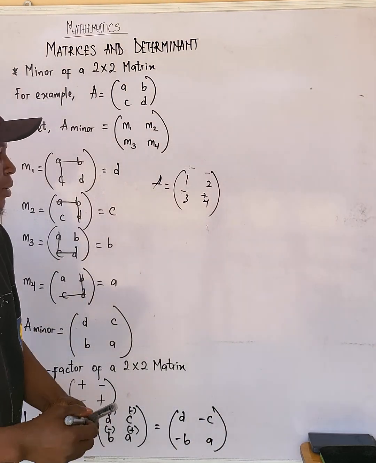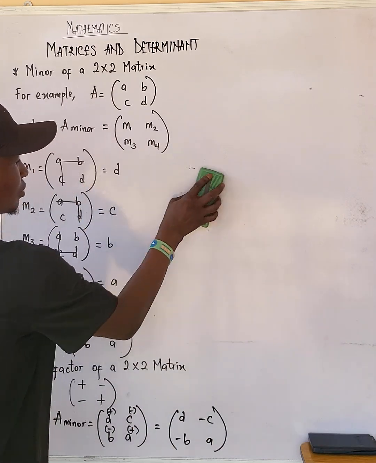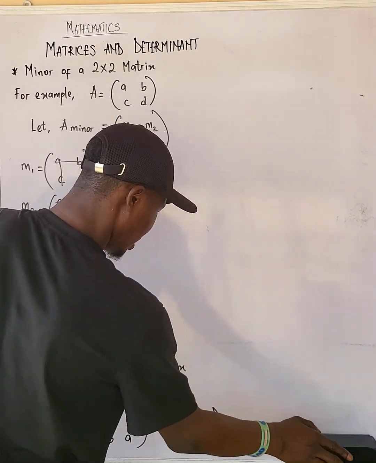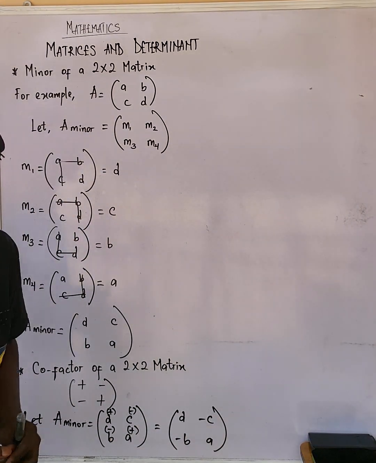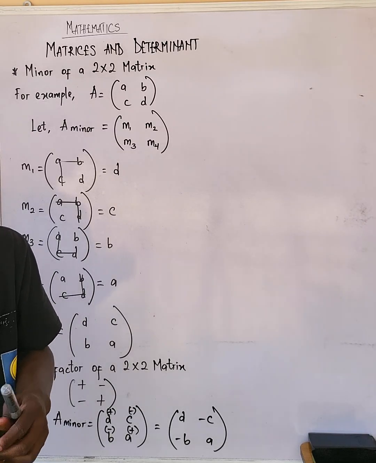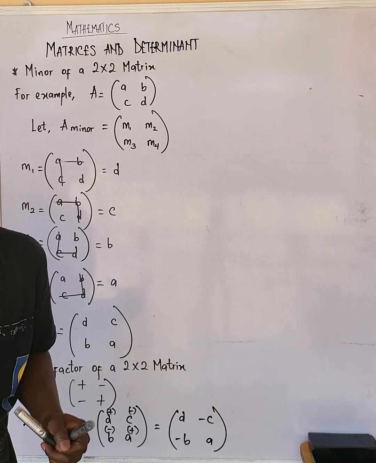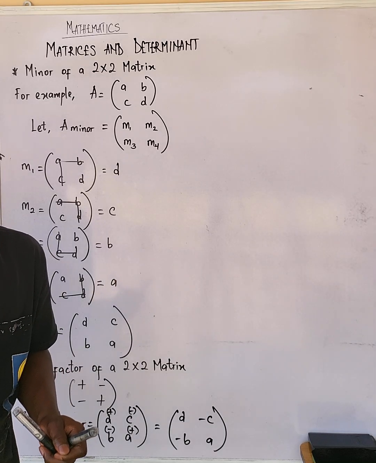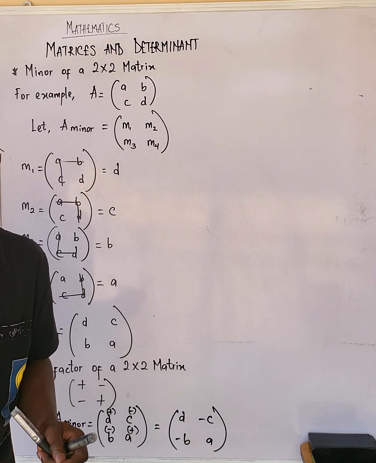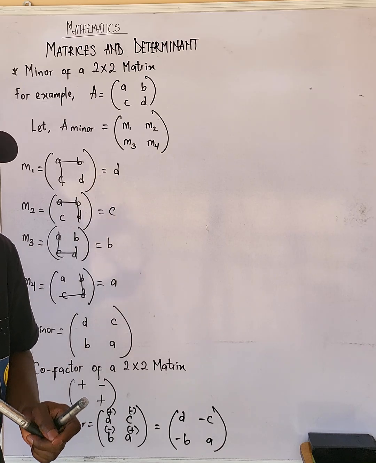Do you understand it now? So please be very, very careful. When they ask you to look for the cofactor of a matrix, you don't just put plus minus minus plus. You have to first look for the minor. After you get the minor, you now put plus minus minus plus. That's for a 2 by 2 matrix.